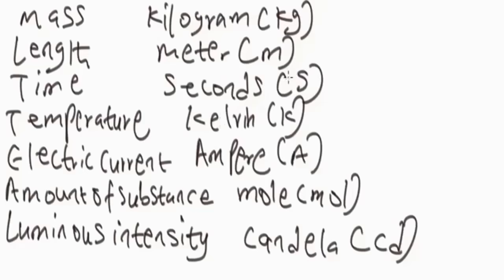Having known this, let's wipe this now and look at derived quantities. So what are derived quantities? Derived quantities in physics are those quantities that are gotten by simple combination of 2 or more fundamental quantities. So when you combine 2 or more fundamental quantities, it will give you a derived quantity. Let's look at a couple of them.